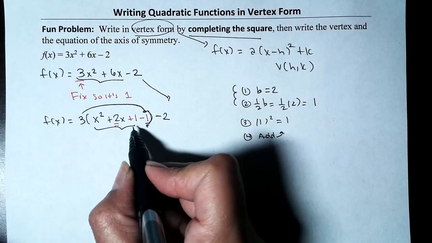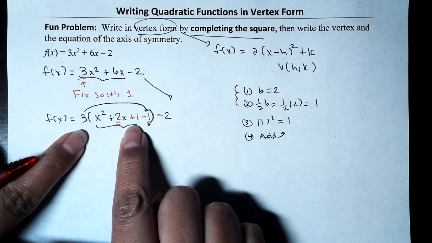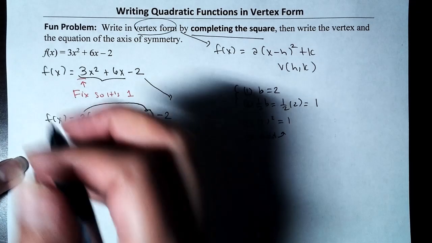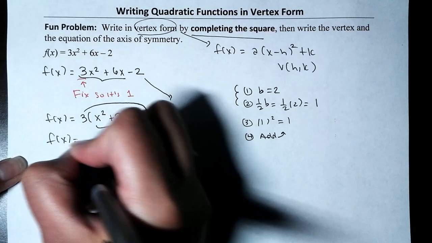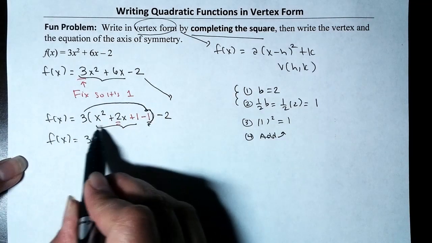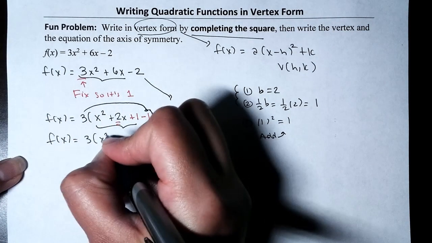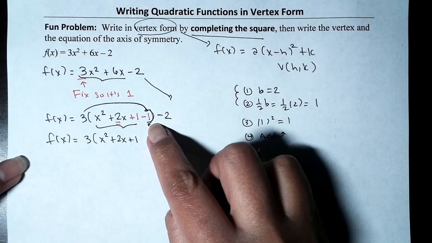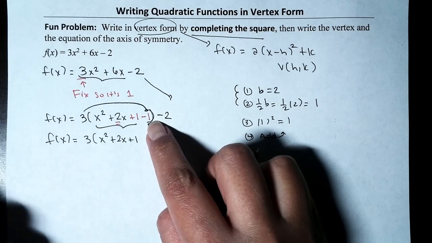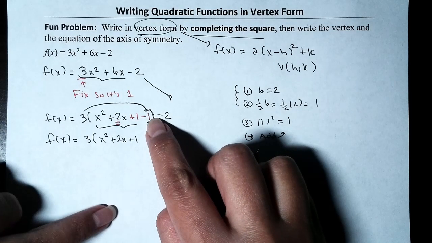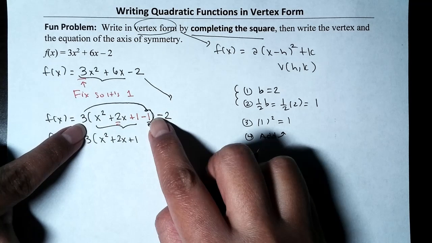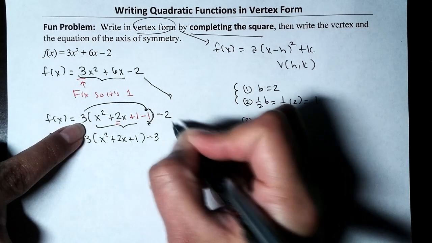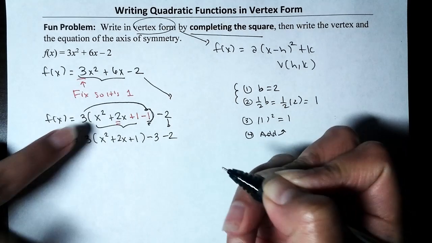So if we added an undercover 3, we're going to have to remove an undercover 3. So let's bring this down. We have f of x equals 3 times the first 3 terms, x squared plus 2x plus 1, and the minus 1 has to go. So again, we didn't really subtract 1, we subtracted 1 times 3, or 3. 1 times 3 is 3, so let's put minus 3, and then we'll bring down the rest of the problem.